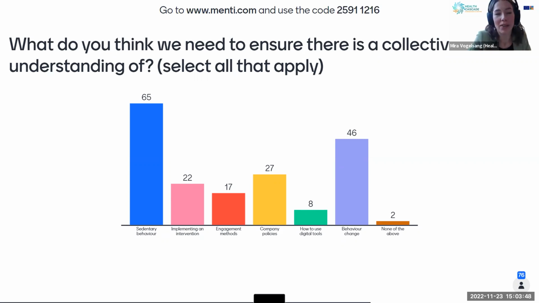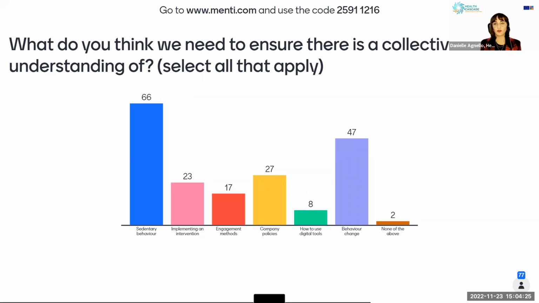Yes, definitely. We found key areas where we needed to create that collective understanding. Firstly, learning about the target behavior, sedentary behavior. We also trialed how to successfully implement an action, including how to reflect on it. Throughout the workshops, we also learned how to work on behavior change and what the company policies looked like. And lastly, we took the time to become familiar with tools we were using, like Menti, or tools that were measuring their sedentary behavior, to fully explain them so that they could use them efficiently.